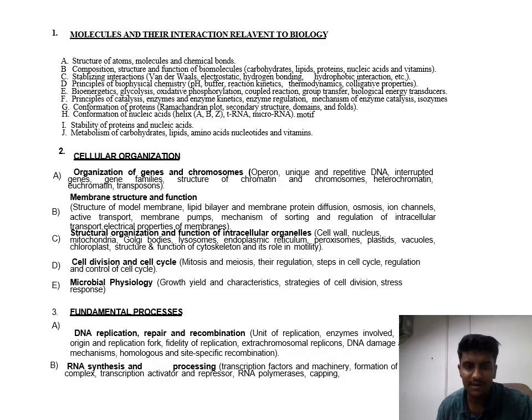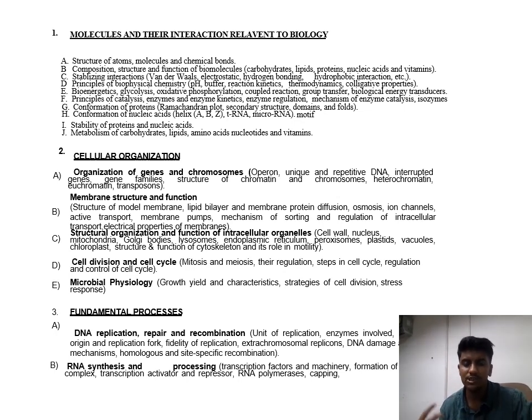The first and a very important unit is molecules and their interactions. You need to know the atom, who discovered the atom, and the different scientists associated with the discovery of atoms. That is very important. Then molecules and chemical bonds: sigma bond, pi bond, coordinate bond, dative bond. There are questions on which is a strong bond and which bond is a coaxial overlap.